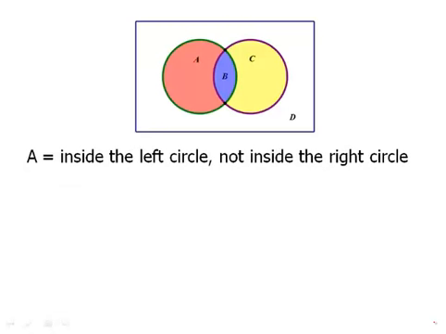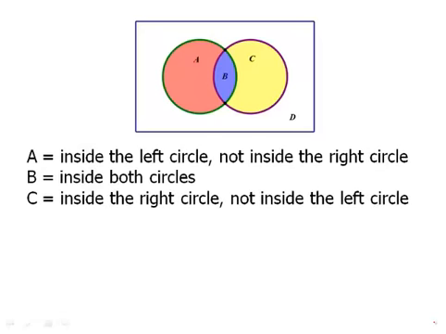So region A, this is the region inside the left circle and not inside the right circle. So region A is not the whole circle. Region A is just the red part. It's the whole circle minus the overlap region. That is region A. Region B is the overlap region. That's the folks that are inside both groups. It's inside both circles. Region C is like region A. It's inside the right circle, not inside the left circle. So again, that's not the whole circle. It's the circle minus the overlap part. That's region C. And then region D is the white region outside, and these are all the people who are not members of either group.